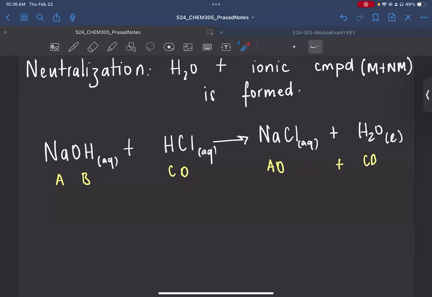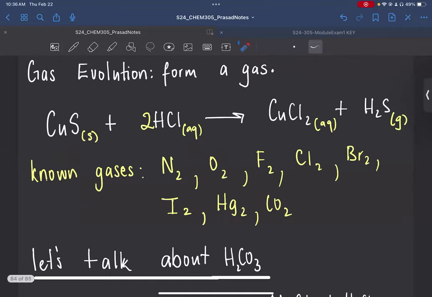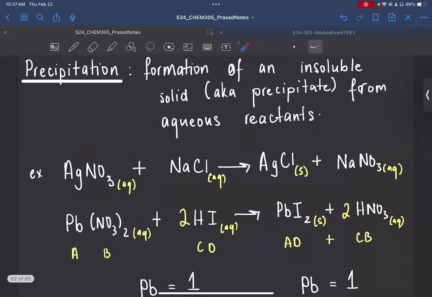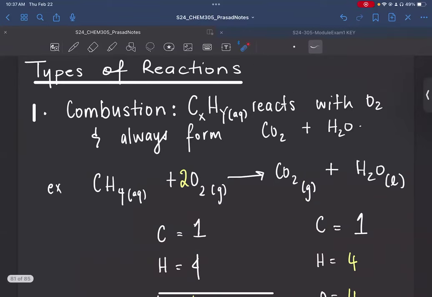Please recognize, for the most part, all of these reactions, neutralization, gas evolution, precipitation, identifying them depends on predicting the products. You have to know what the products are to distinguish a type of reaction. The only exception to this is combustion. Combustion, you know for sure, will always form CO2 and H2O.